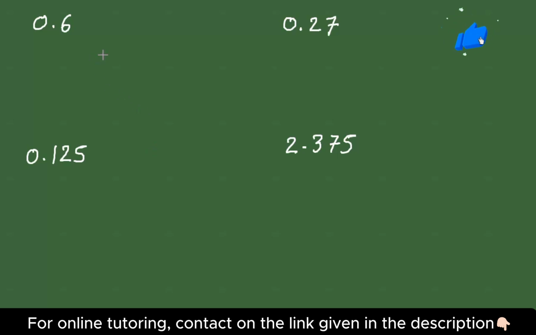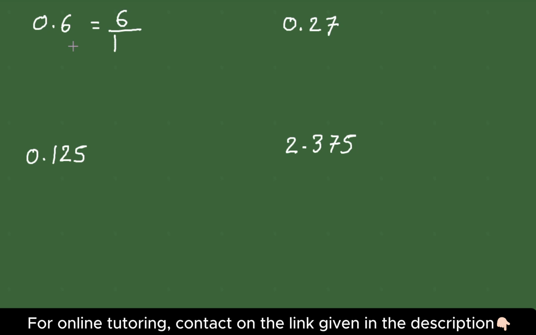In this video, we are going to learn how to convert the decimal number into a fraction. So first we have 0.6. To convert decimal into a fraction, we will write the number without the decimal point in the numerator first. So 6 in the numerator, then in the denominator write only 1.